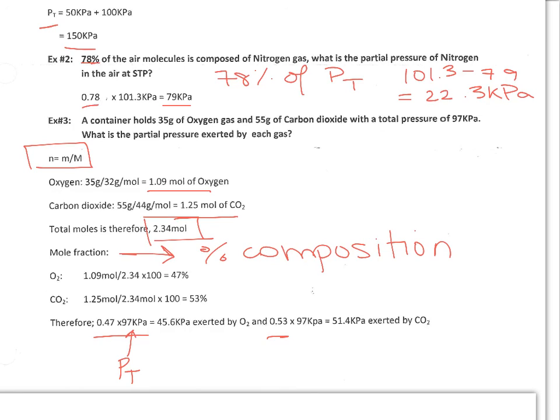The other way that I could look at this example is just as I did up in example 2. If I know that 45.6 kilopascals is from the oxygen, then I could simply subtract to find the pressure of carbon dioxide: 97 minus 45.6. Again, that should give me the 51.4 kilopascals as we found up here in this question.